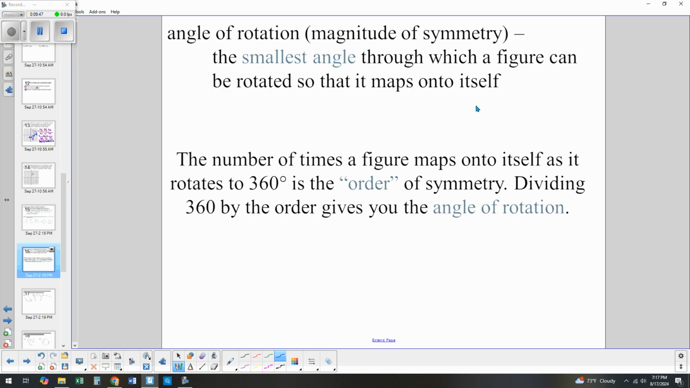You cannot have an angle of rotation or a magnitude of 360 because that would mean that you had to turn the figure completely around before it ever looked the same, and then it just doesn't have rotational symmetry. The number of times you turn the figure is the order. And we can actually find the angle by doing 360 divided by the order. So again, if 180 is the largest angle of rotation that it could be, 2 is the smallest order that we can have, because 360 divided by 2 is 180.